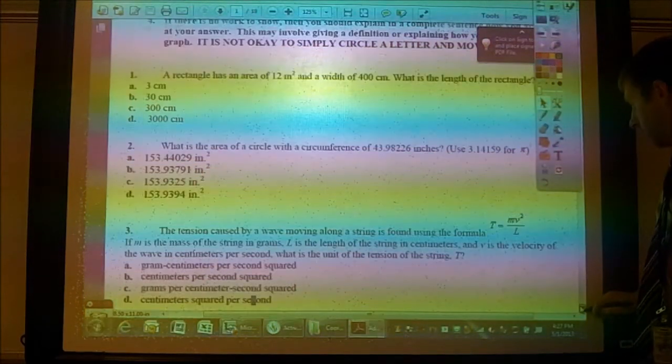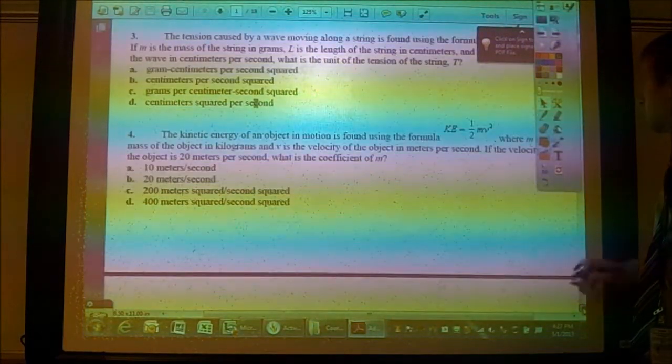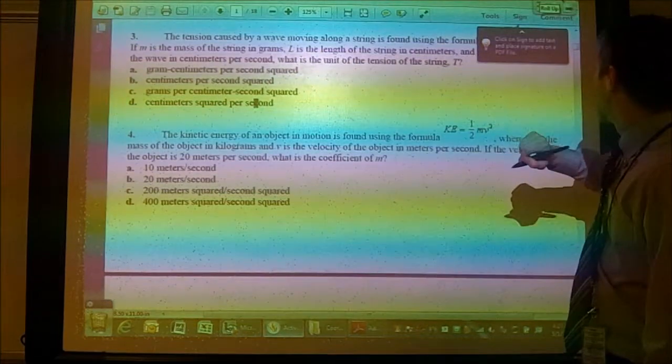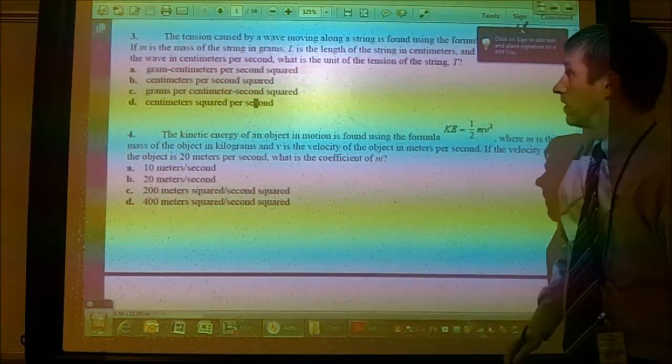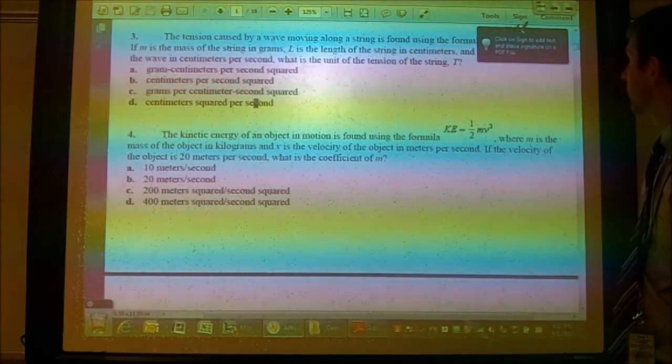Scroll down here to the third one. Right. Number 3 says, the tension caused by a wave moving along a string is found using the formula.